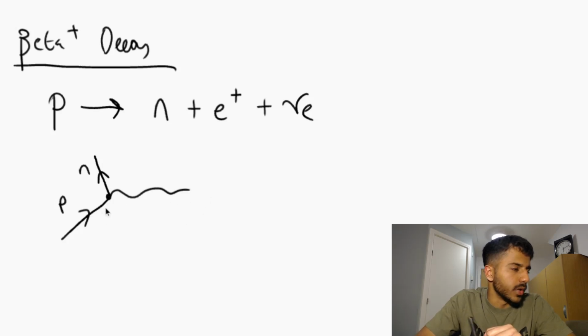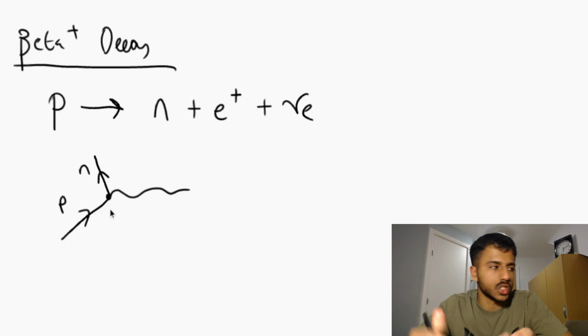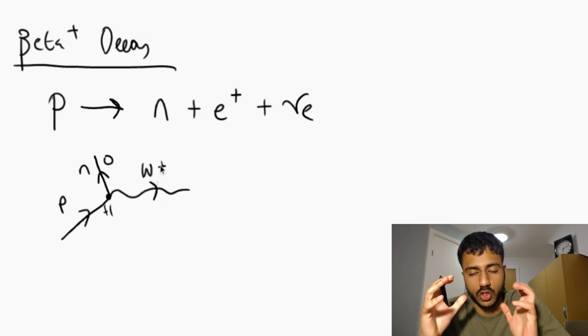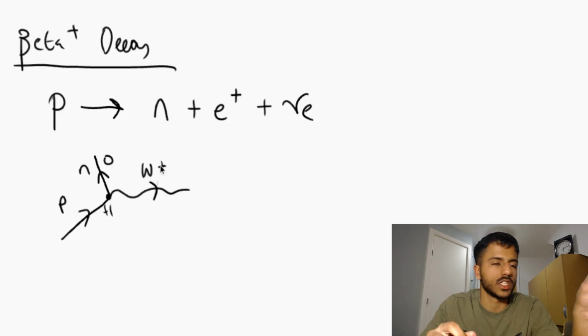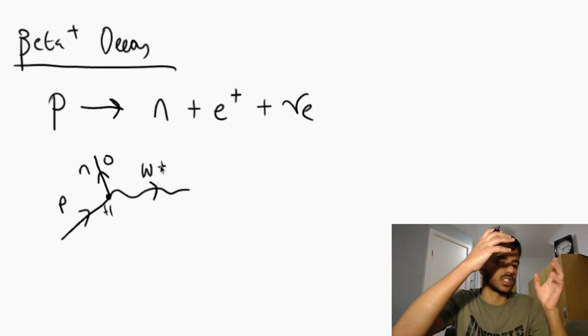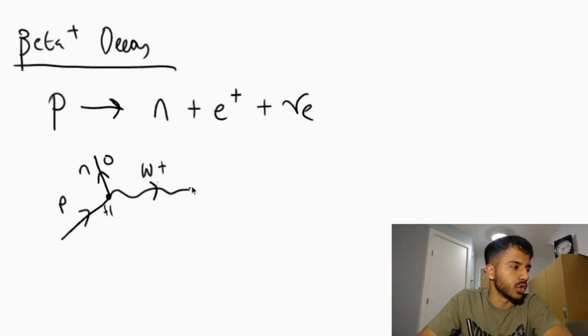Into this point here, we're having a proton coming in, which is a charge of plus 1. The neutron has 0 charge, so therefore we need a positive charge coming this way. So the responsible exchange particle is your W plus boson, because this once again is due to the weak interaction. And you know this because it's involving leptons. So then you just draw your positron coming out and your electron neutrino coming out as well.